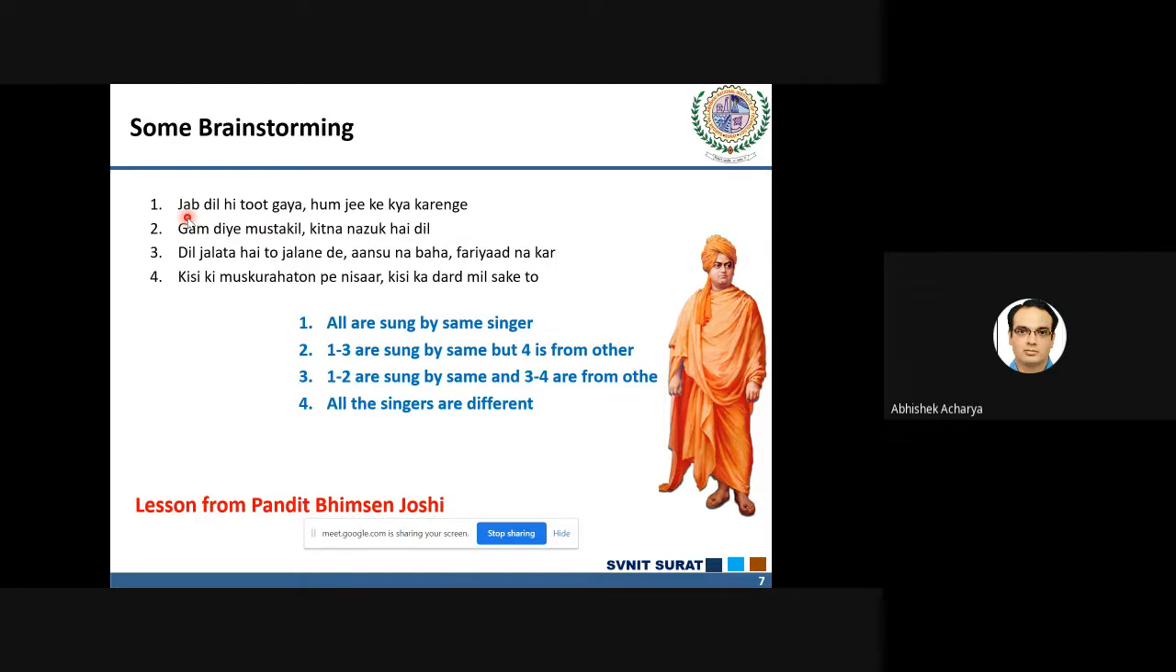Okay, so this was the first song, Jab Dil Hi Toot Gaya. The second song is Gum Diye Mustaqil. So I'll also suggest you to mesmerize those songs. Some of you might have come across these songs in your life. So the second song I am playing, that is Gum Diye Mustaqil. So let us enjoy this song for 10 to 20 seconds. Then I'll sum up why I'm playing these songs.